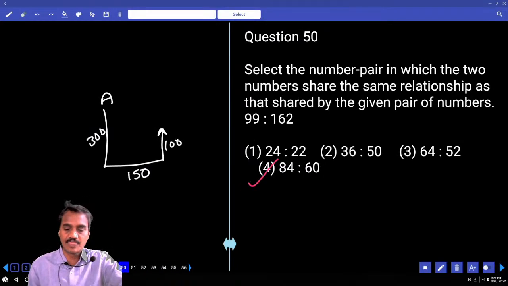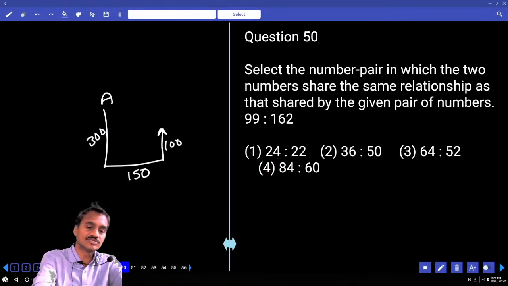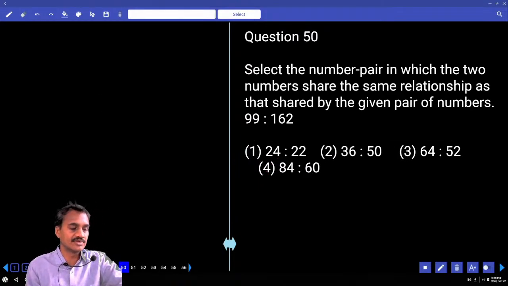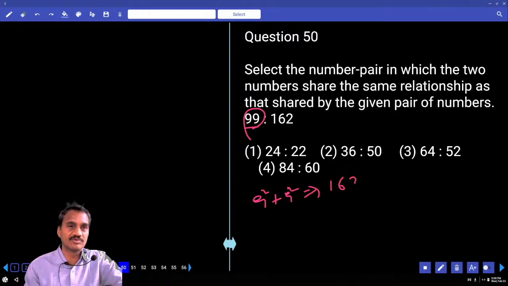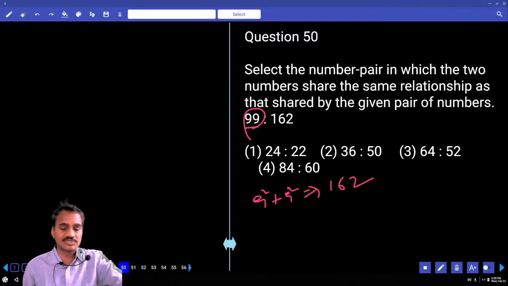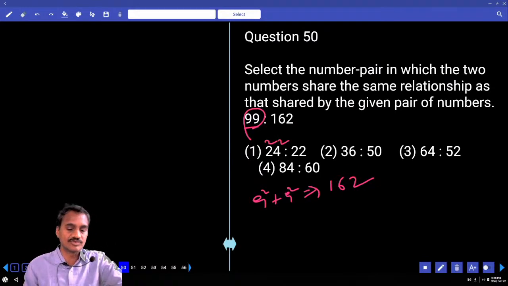And 50th, now 99 and 162. Now this 99 can be written as 9 square plus 9 square. The digits are 9 and 9. 9 square plus 9 square is how much? 81 plus 81, 162. Some of the squares of the digits: 2 square plus 4 square, 16 plus 4, 20. Now 6 square, 36 plus 9, 45. And 6 square, 36 plus 16, 52, choice 2.